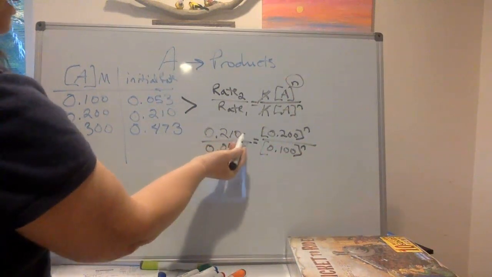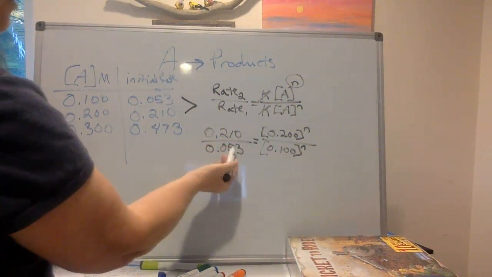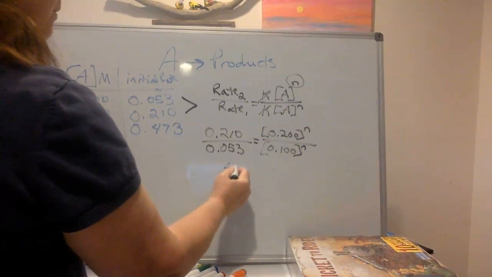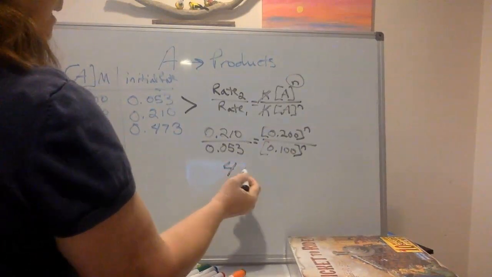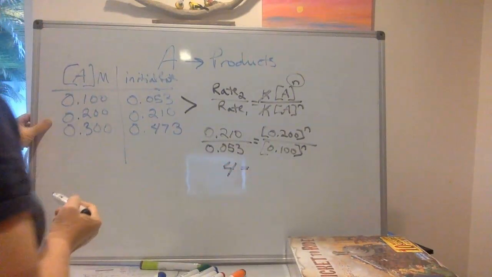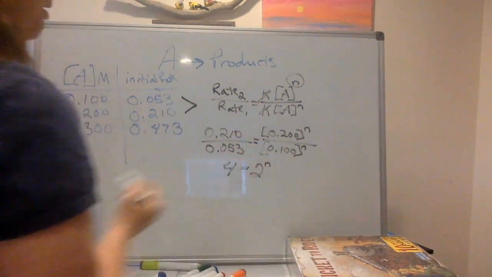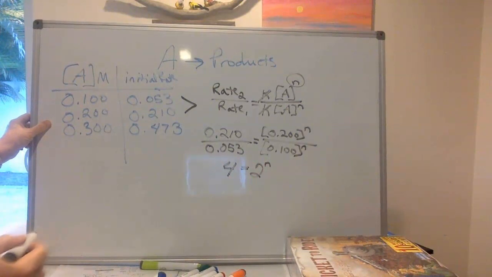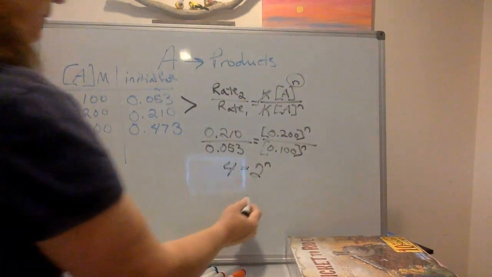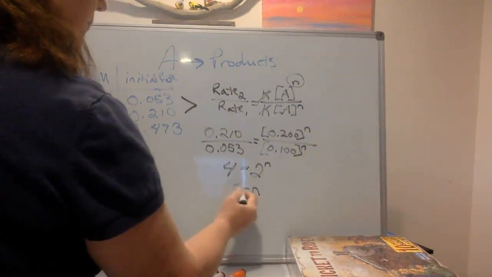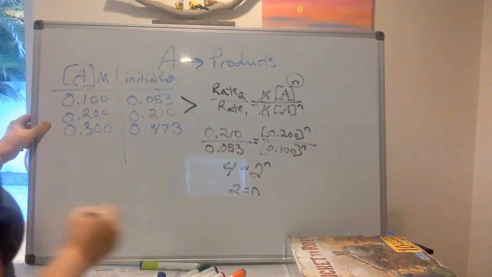So 0.210 divided by 0.053 is 4. It's 3.9 something, but we can round it to 4. And 0.2 divided by 0.1 is 2. So here we see 2 to the n equals 4. So what does n equal? Yeah, n equals 2. Okay, that's fairly easy to see.